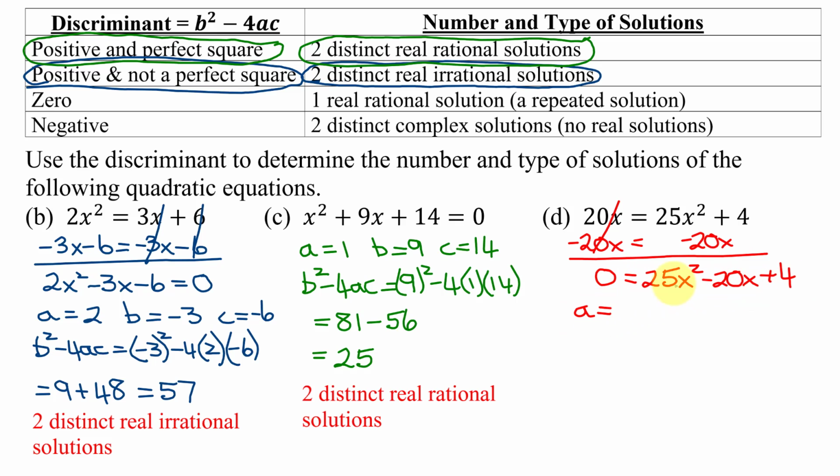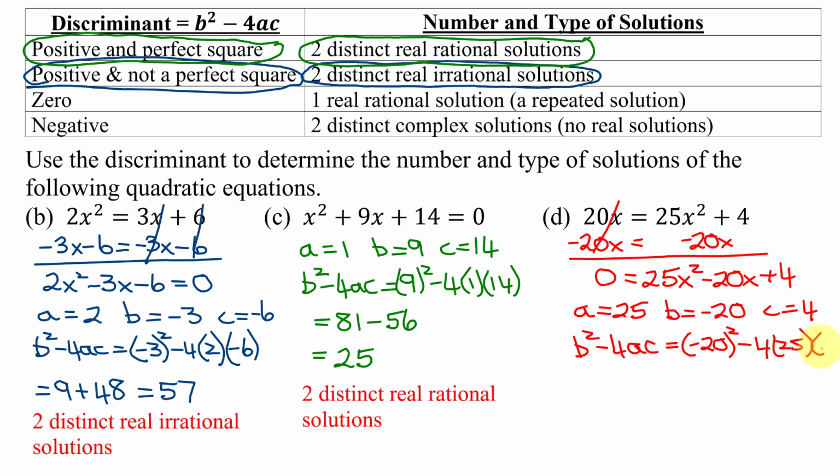A, the coefficient of the x squared term, is 25. B, the coefficient of the x term, is negative 20. C, the constant term, is 4. So b squared minus 4ac: b is negative 20, so it's negative 20 all squared, minus 4 times a times c. A is 25 and c is 4.